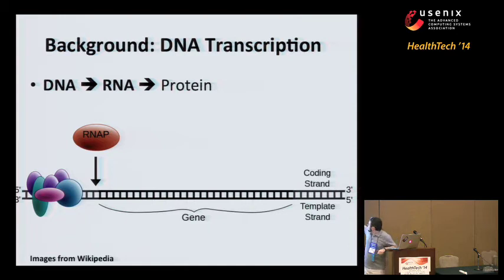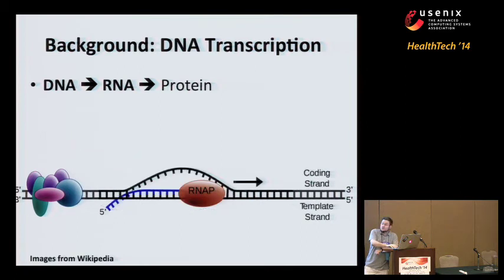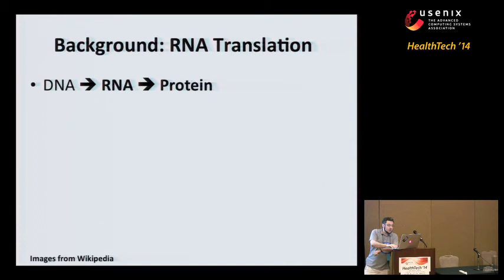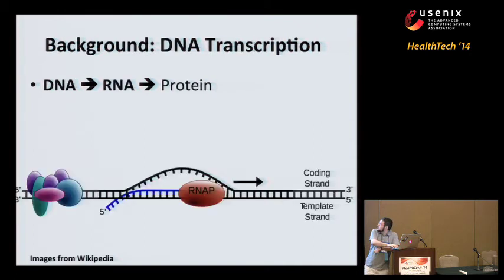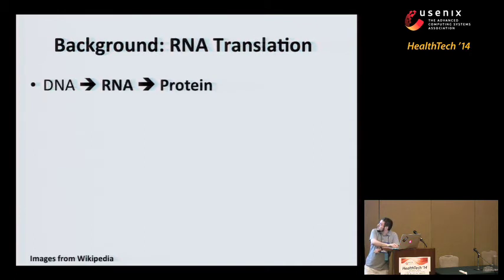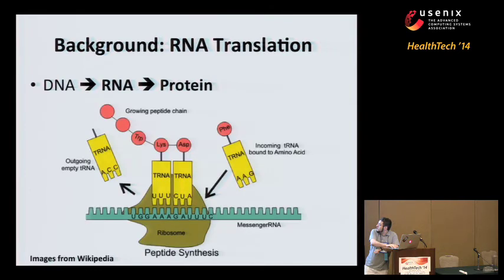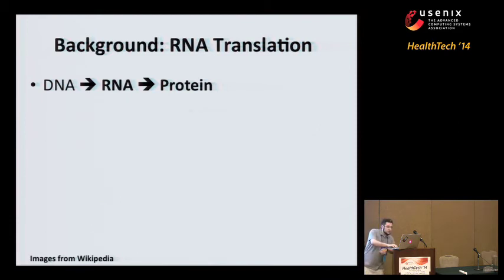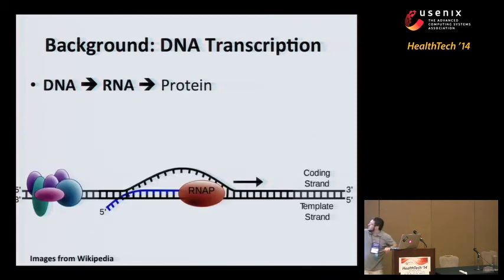Basically, you have a template strand, you have a coding strand, you have a gene in the middle, you have a protein complex which attaches and sort of zips along and unzips the two strands like a zipper, makes a copy of one, and then attaches a second one. Now that this is RNA, now we go to a protein, and for this we need a ribosome. Here we have messenger RNA, which was this component being created.